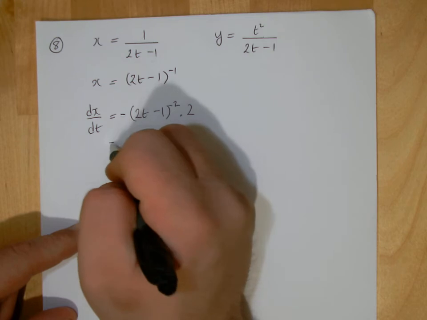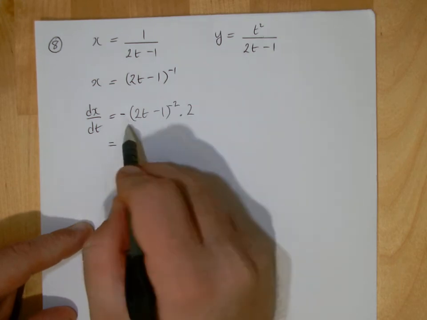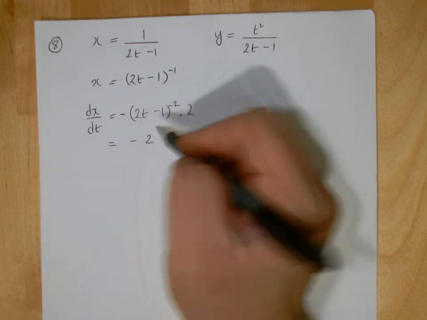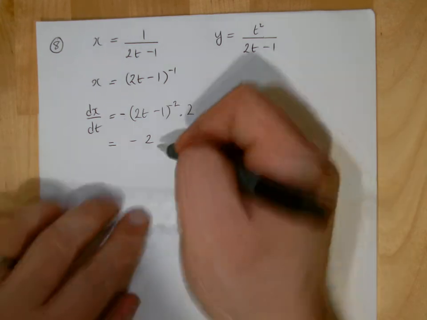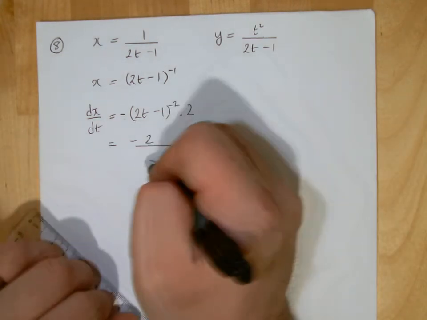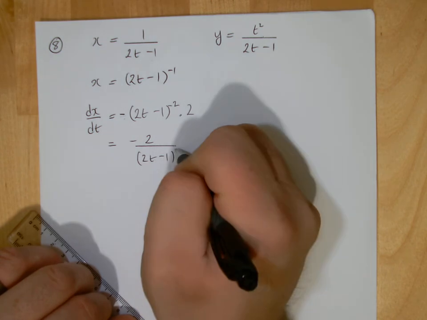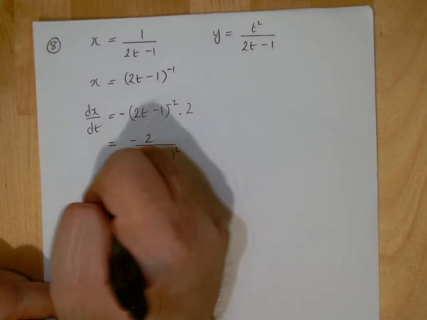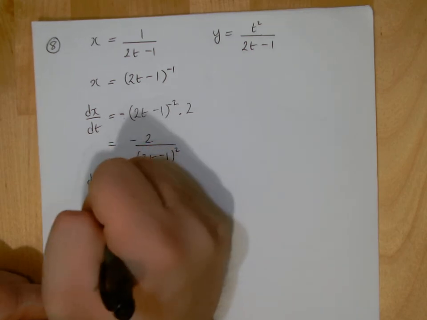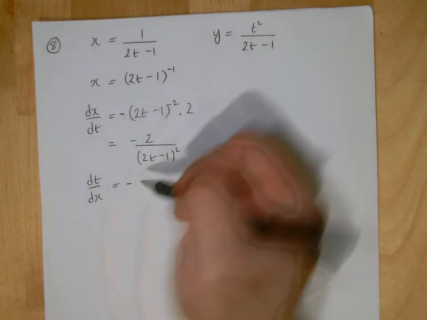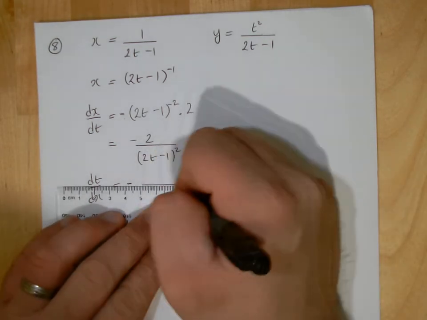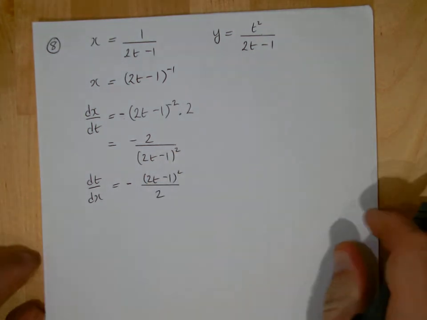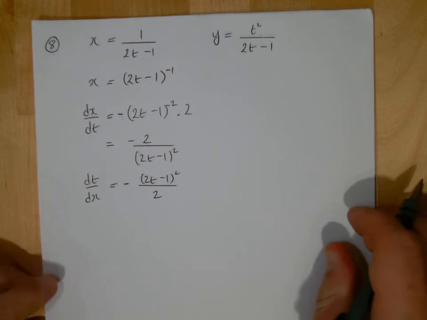So let's tidy this up a bit. What I can do, because I've got a minus there, and the 2, well, I can write minus 2, and I can actually take that bracket all the way down, can't I? Because it's a negative power. So I can write it like that. Okay. And that's dx dt. Remember then I want dt dx, so I can flip that. So in that case then I'll still have a minus there. But on top then I'll have 2t minus 1 all squared, and on the bottom I'll have 2. Okay, so there's my dt by dx sorted.